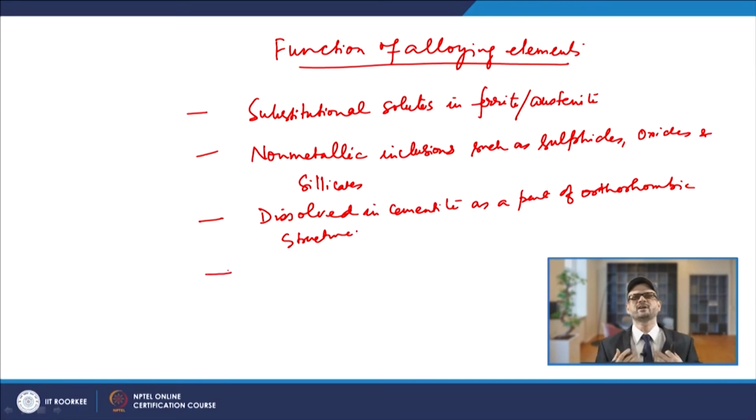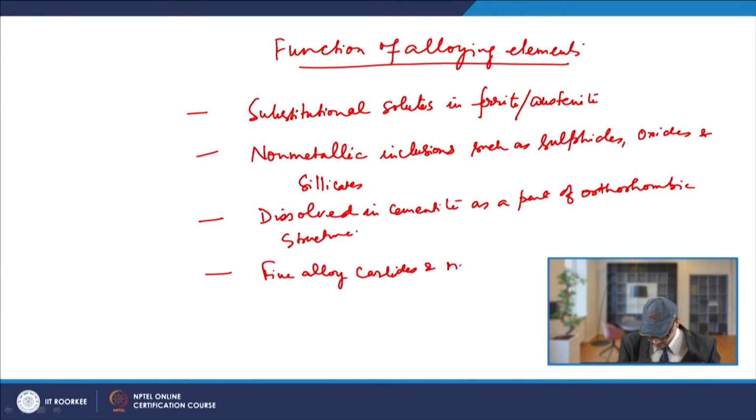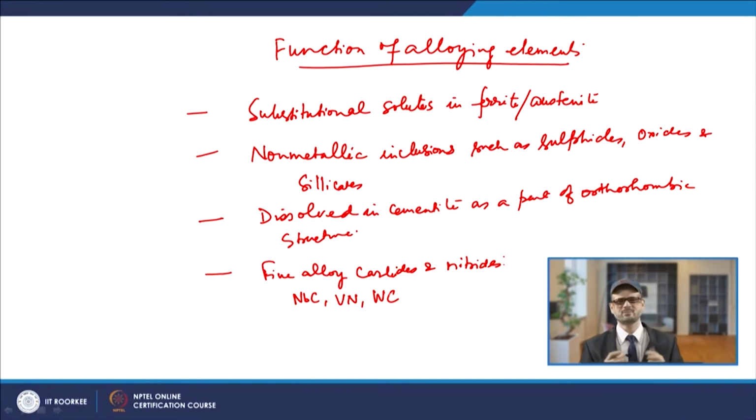Then one of the very important uses of these alloying elements is that they are present as carbides. They form fine alloy carbides and nitrides also. Normally you have alloying elements which are more carbide forming or nitride forming elements. You have niobium, which makes niobium carbide. You have vanadium, so vanadium nitride. Tungsten makes tungsten carbide. And chromium makes Cr23C6. So, that way these are normally the carbide or nitride forming elements, and they provide the strength.